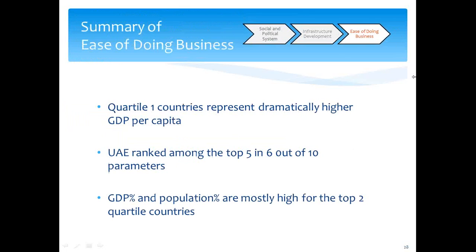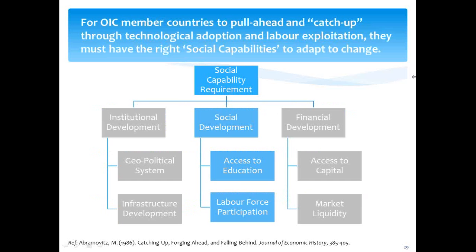So to summarize this section, quartile 1 countries represent dramatically higher GDP per capita. UAE is ranked among the top 5 in 6 out of 10 parameters, and GDP percent along with population percent are mostly high for the top 2 quartile countries. So with that, I'll pass it over to Ash, who will discuss with you about the social development.